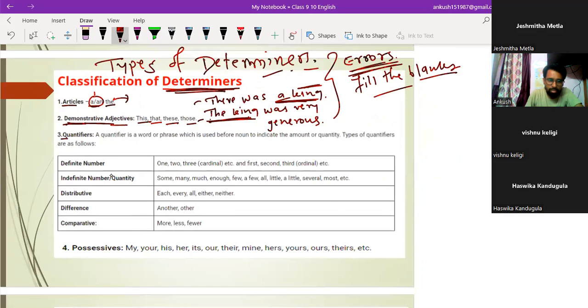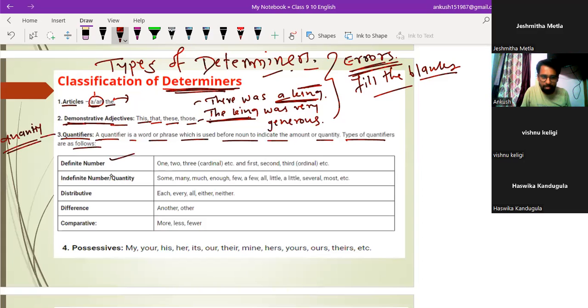Third is quantifiers. They tell you the quantity. A quantifier is a word or phrase used before a noun to indicate the amount or quantity. Types of quantifiers are given below: definite numbers, indefinite numbers or quantity, distributive quantifiers, and comparative ones like more, less, fewer.